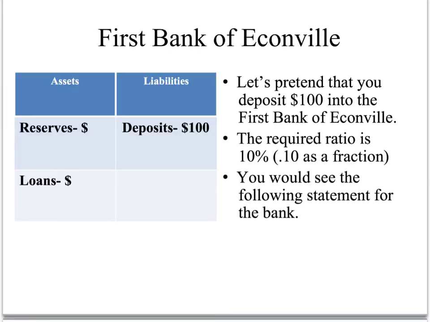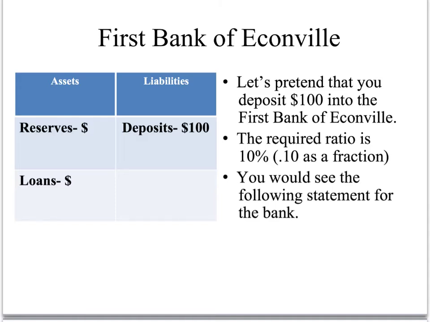Now let's pretend that you deposit $100 into the First Bank of Econville. The required ratio is 10%, or 0.10 as a decimal. You would see the following statement from the bank. The reason that your $100 is a liability is because they will eventually owe you that money back. It's something that they're liable for, that they have to make sure they have that money eventually to pay you back your $100 deposit.